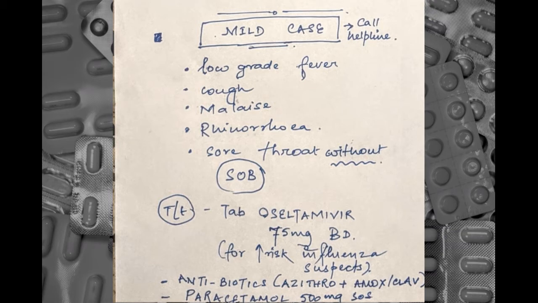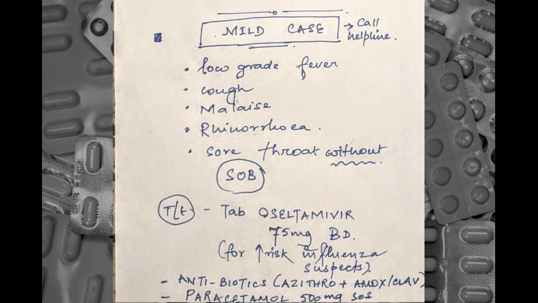So you can use tablet oseltamivir 75 mg twice daily. This is especially for people or patients who have increased risk of influenza. Along with that, you can also use antibiotics, for example, azithromycin, along with amoxiclav, which is amoxicillin clavulanic acid. Okay. Also, because of this low-grade fever, you can also use paracetamol 500 mg SOS as required.